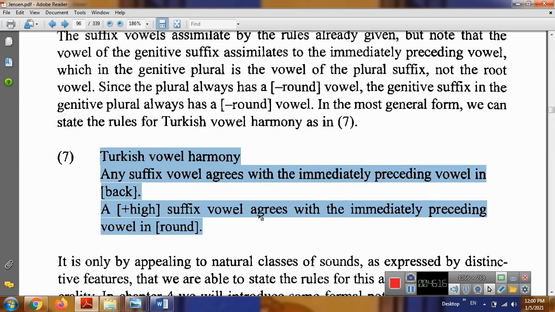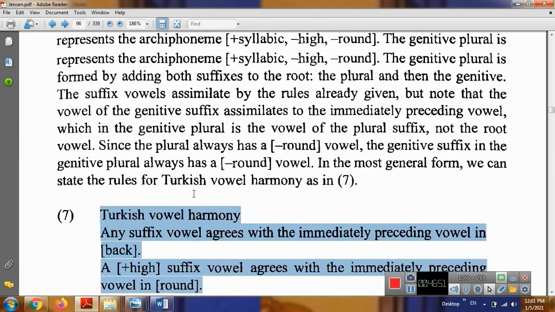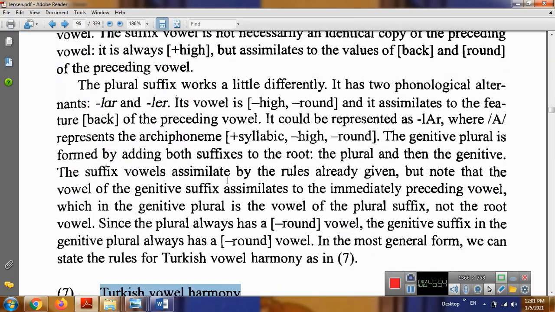A plus high suffix vowel agrees with the immediately preceding vowel in round. It means that a plus high suffix vowel agrees with the immediately preceding vowel in round. For example, when they are plus high, they should be plus round. Minus high, minus round: they should be assimilated with each other, which means they match each other. It is only by appealing to natural classes of sound, expressed by distinctive features, that we are able to state the rule for this alternation in full generality. Okay, I explained them here. You have the description of that data.